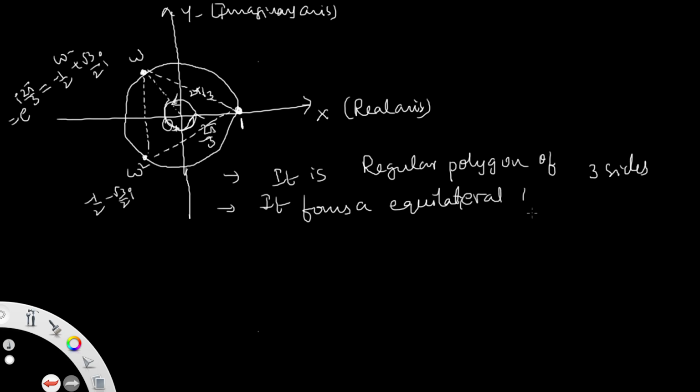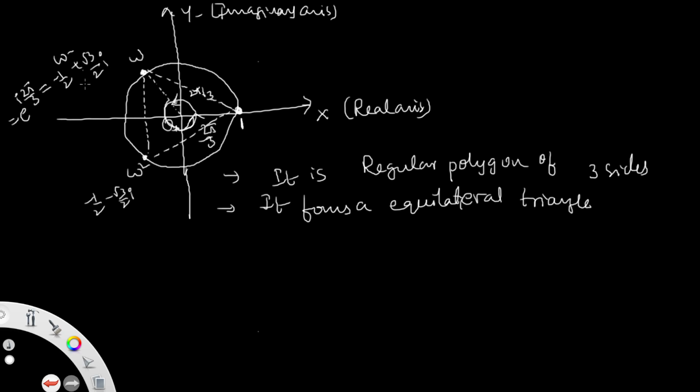Equilateral triangle. Why? Because the angle is 2 pi by 3 from 1 to this point. The angle is e to the power of i 2 pi by 3, which is omega. Its conjugate is obviously omega square, meaning this angle is also 4 pi by 3, nothing but e to the power of i 2 pi by 3. The angle is also 2 pi by 3, and obviously the remaining angle is 60 degrees.